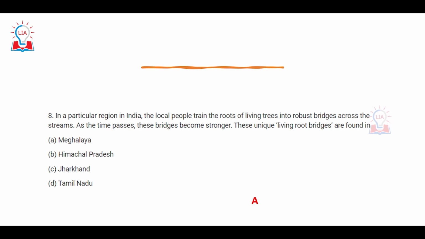The eighth question is again related to a region of India, where a statement is given that in this particular region of India, local people train the roots of living trees into robust bridges across the streams. As time passes, these bridges become stronger. These unique living root bridges, as they are popularly called, are found in which of the states? Meghalaya, Himachal Pradesh, Jharkhand and Tamil Nadu.